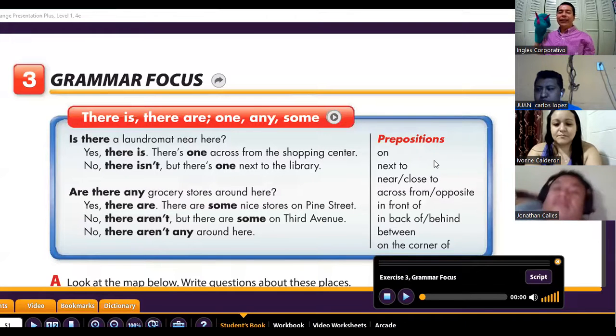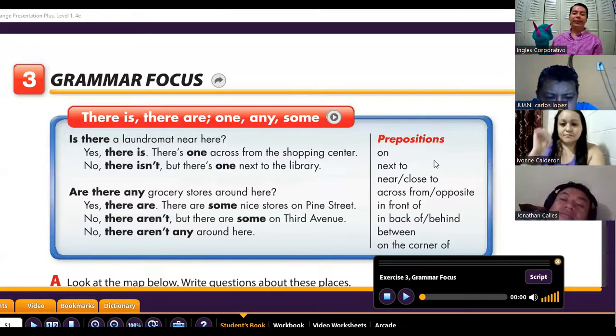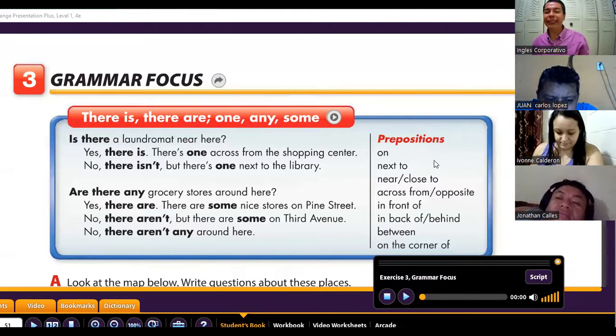Dino is next to the teacher. Oh, perdón, se me ve el brazo ahí. Dino is next to the teacher. Look. A la par de. Okay. A la par de, next to, right?